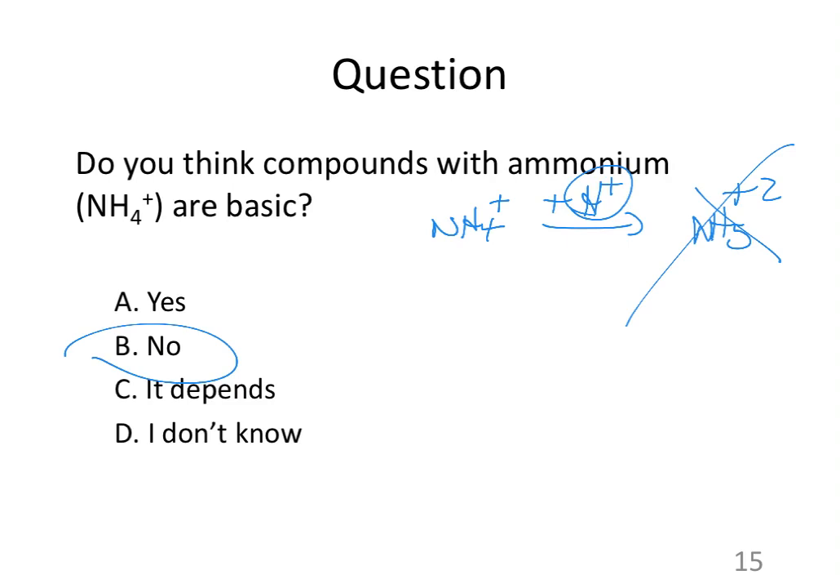No, if it already has a positive charge, just an easy way for you to remember, if it already has a positive charge, it really is not going to want to take on an additional positive charge. Even if you think of it as a Lewis base, remember that Lewis base has to have a lone pair of electrons, but the ammonium ion doesn't have any lone pair of electrons left. So, absolutely not.